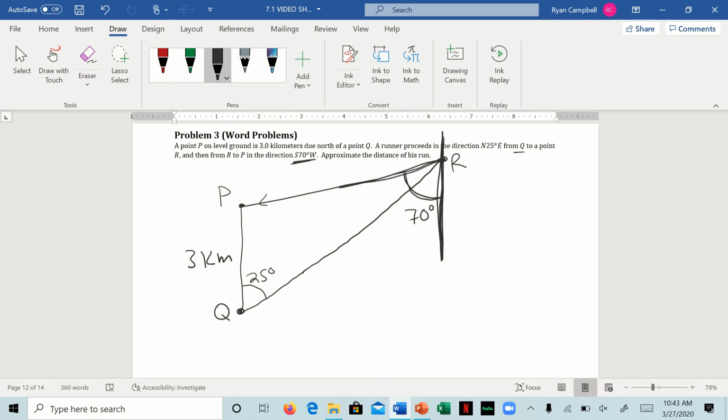So now we need to approximate the run. How far did you run from Q to R and R to P? So probably going to be using some law of sines here. All right. So if this whole thing is 70, right? Well, the only thing we have right now is this 3 kilometers. So it might be good to know what some of these other angles are. So, I guess that's not, the whole thing is 70. There we go.